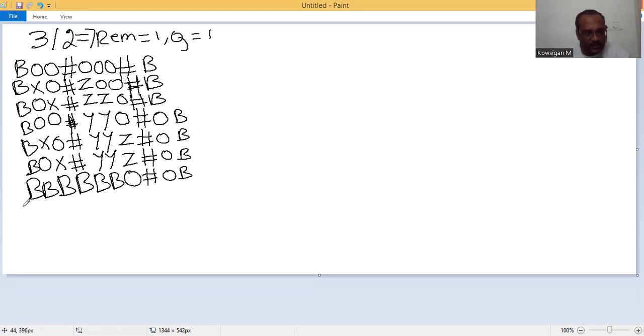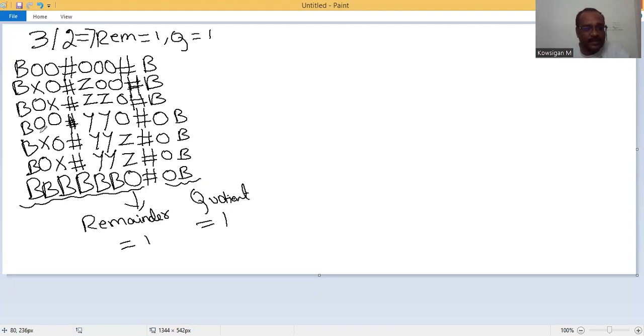Now you see here, this is the left hand side part and this is the right hand side part. So you see here, this will be acting as the remainder. So remainder equal to 1 and quotient equal to 1. So this is about the division: how can we perform the division operation in a Turing machine? In the next lecture, we will discuss how to design an automata diagram for this division operation. Thank you.